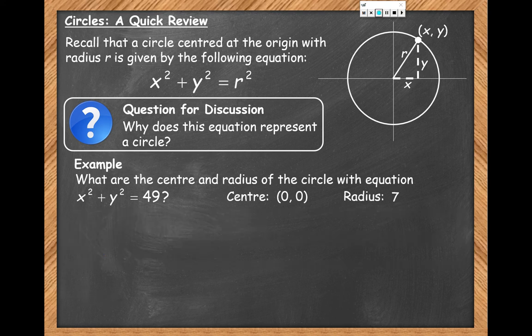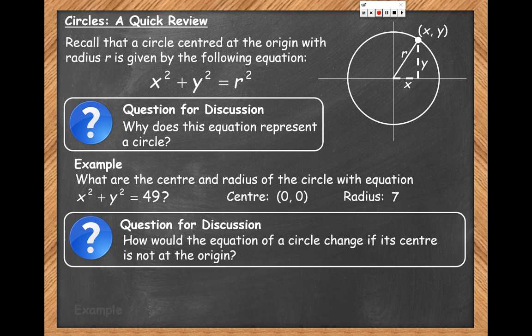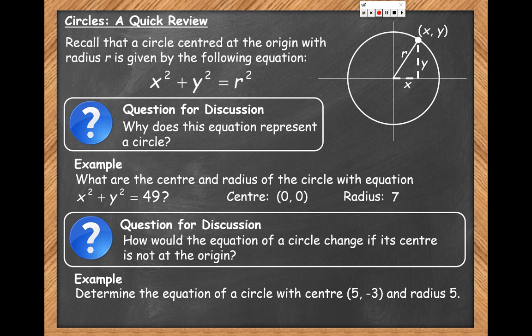How would the equation be different if the center's not at the origin? Well, you just shift it, just like you do with regular transformations. So if you've got a circle with center 5, negative 3, and radius 5, just stare at that for a minute and see if that exactly matches up with what you're used to with transformations. The 5's in there, but because it's inside brackets, it's the opposite sign, minus 5. And then minus 3, because it's inside brackets, it goes back to positive 3. So that's how you deal with circles not centered at the origin.